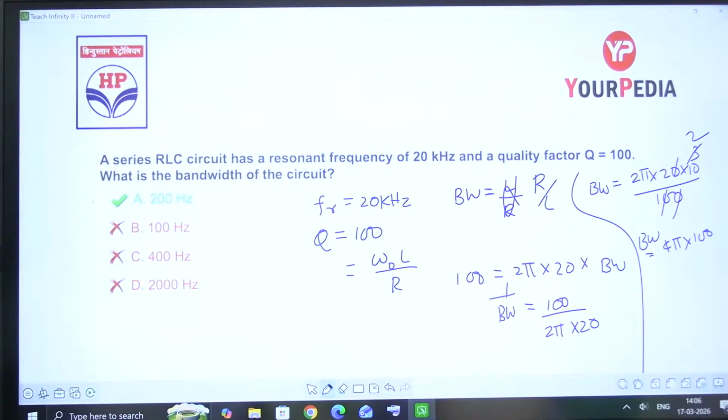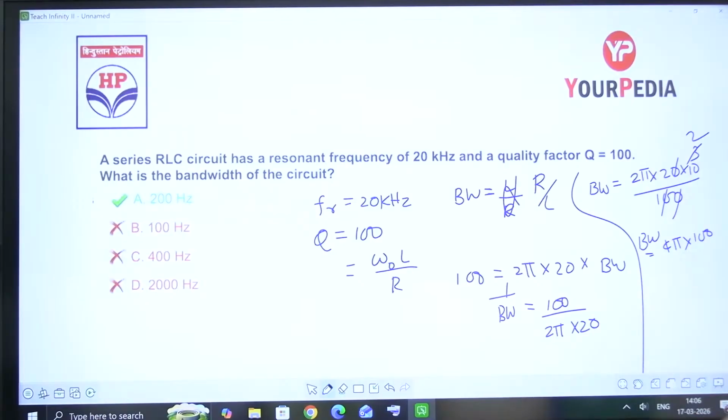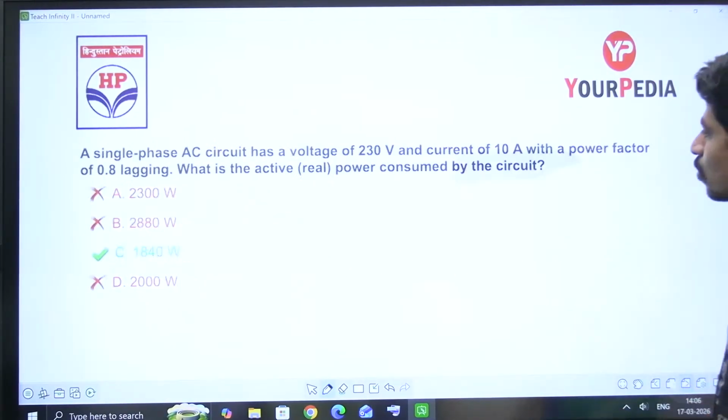Bandwidth is either R by L or 1 by RC, either of those two. But the options are not matching. Maybe the question options are not properly given. Let's move to the next question.